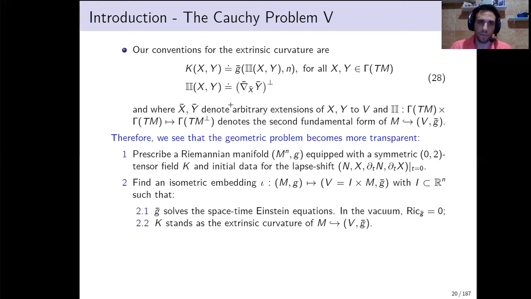And now we see that the problem is becoming somewhat more transparent. The idea is first to prescribe a Riemannian manifold and equip it with a 0-2 symmetric tensor field K that is going to play the role of the extrinsic curvature, and also the associated initial data for the lapse and shift. And then what we need to do is to find an isometric embedding of this manifold into a spacetime such that the metric on our spacetime solves the Einstein equations. In our case, that we are thinking about vacuum, it would be Ricci flatness, and such that K stands for the extrinsic curvature of this embedded submanifold.